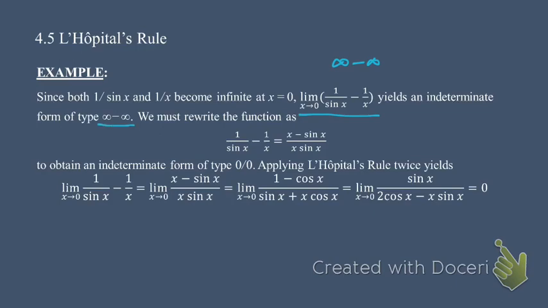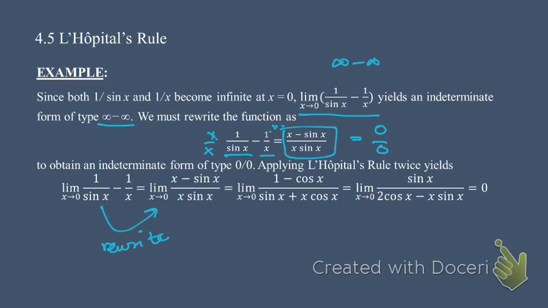So we need to rewrite this. And how do I rewrite it? I get a common denominator. And so a common denominator of x and sine x is going to be x sine x. So I need to multiply this part by x and this part by sine x over sine x. And we get this new term here. Now, if I take the limit of this new term, I get 0 over 0. So by rewriting it, I actually have an indeterminate form that I can use L'Hopital on. Okay, so this step is just our rewrite.